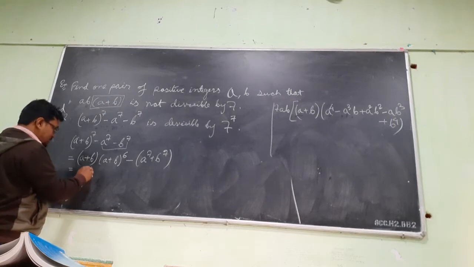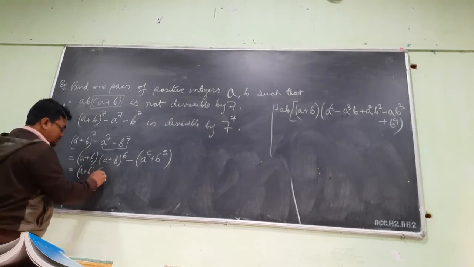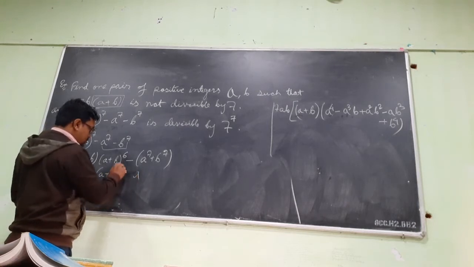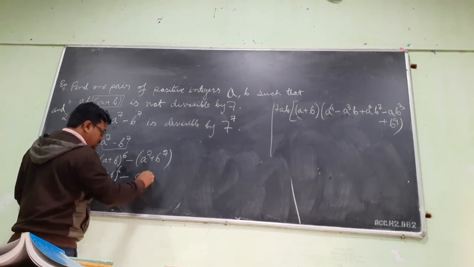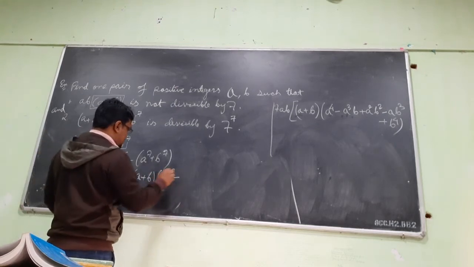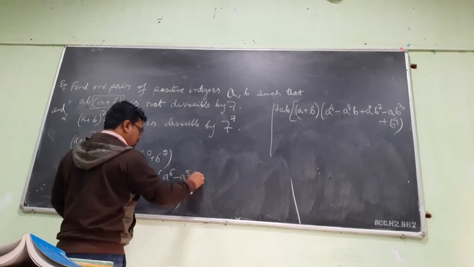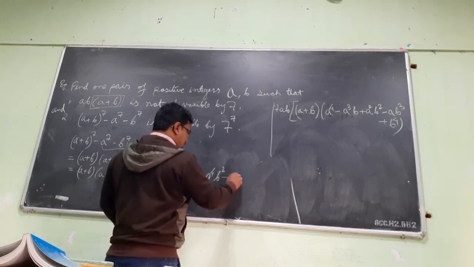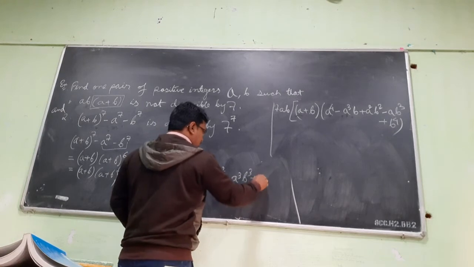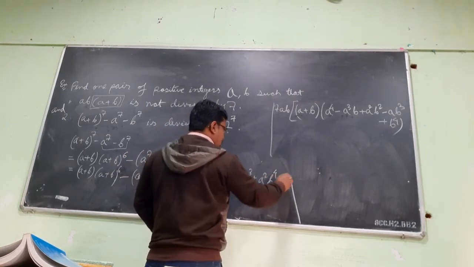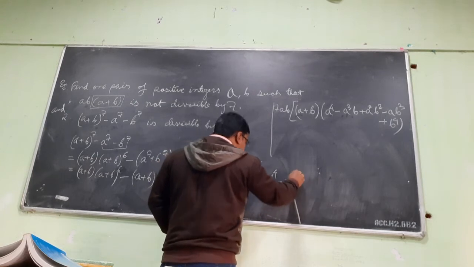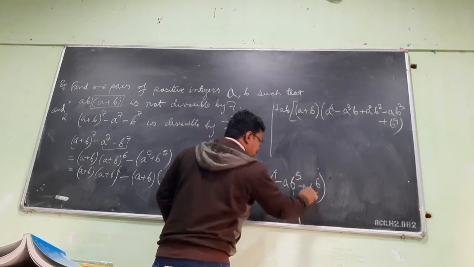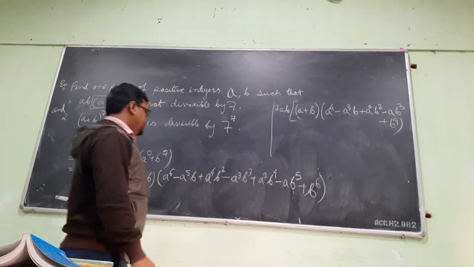So this is a plus b into a plus b to the power 6 minus a plus b to the power 6 minus, here I can take a plus b common. This will be multiplied with a to the power 6 minus a to the power 5b plus a to the power 4 into b square minus a cube b cube plus a square into b to the power 4 minus a b to the power 5 plus b to the power 6. Okay, so we can write it this way. Take it easy.